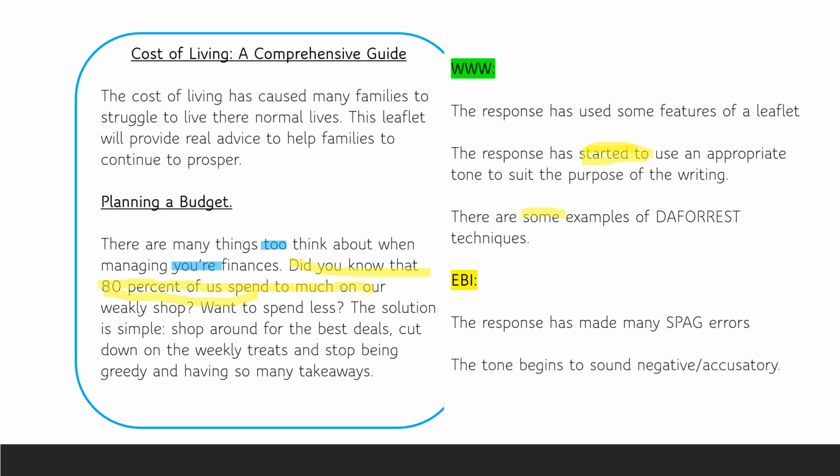Now this is the biggest thing for me really. The tone begins to sound too negative and almost actually like they're accusing the person of something. They're calling the person greedy and having too many takeaways. So when we're giving advice, we try not to make any judgment. You try to just state the facts, especially if the purpose is to inform someone. So we don't want to get too aggressive or too rude in the tone that we're using.